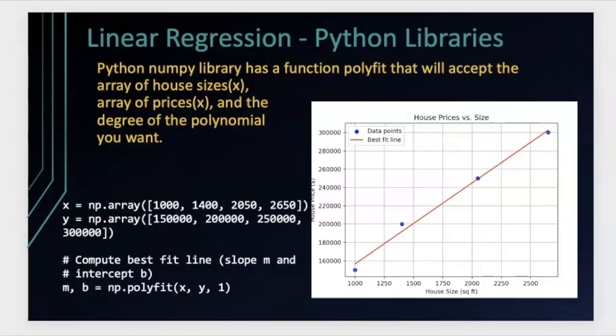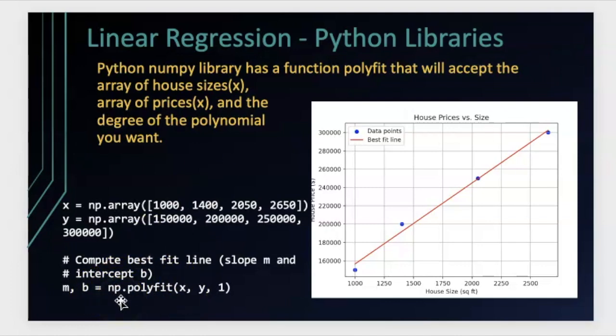So the Python NumPy library actually already has a function called polyfit that's going to accept an array of house sizes or whatever your features are and give you the best fit line. So I've got a quite condensed version of the program where we don't need to do the training ourselves. I liked to go through the exercise of doing the training ourselves instead of having a black box that does it for me.